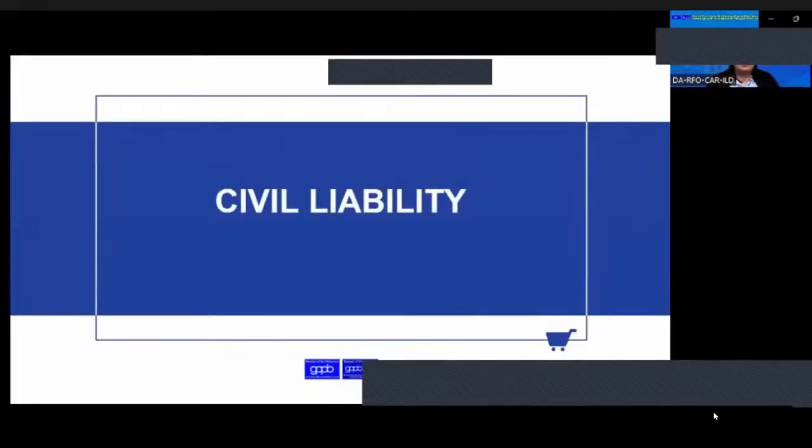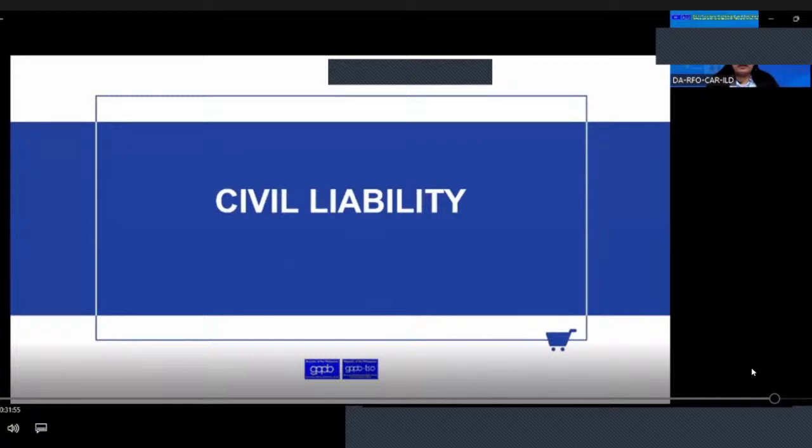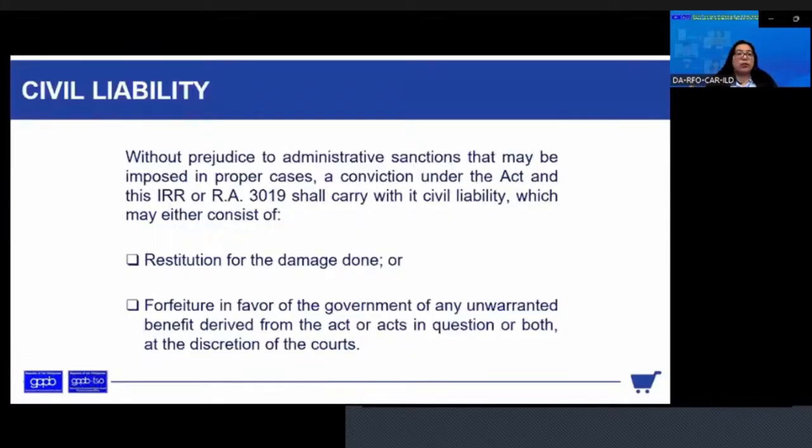The other liability is the civil liability, no? And without prejudice to administrative sanctions that may be imposed in proper cases, a conviction under RA 9184 and RA 3019 shall carry with it the civil liability. So you hear this usually that sinasabi nila in criminal cases, there is always a civil liability that is involved, no?